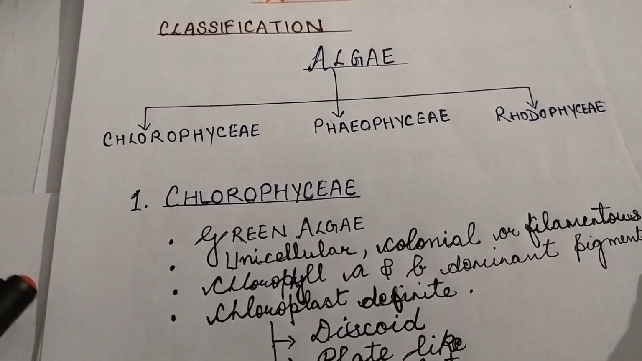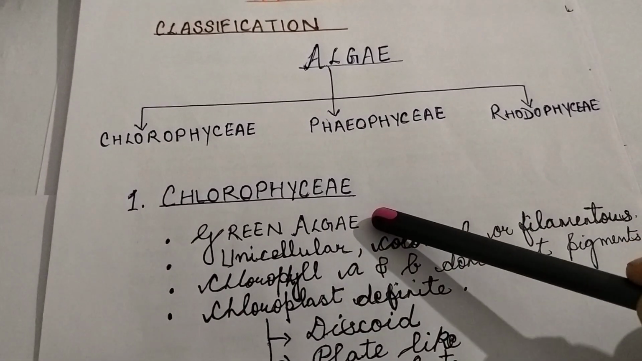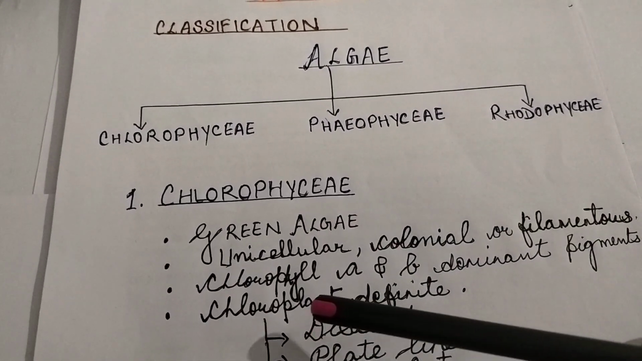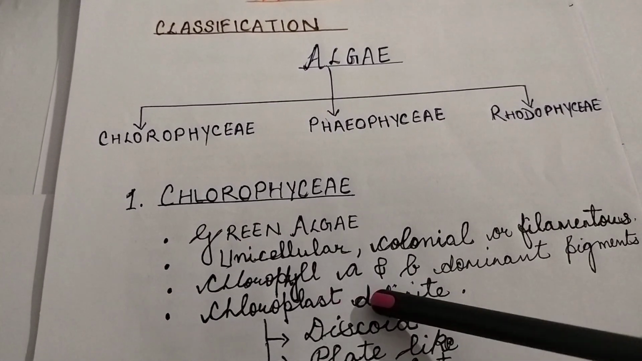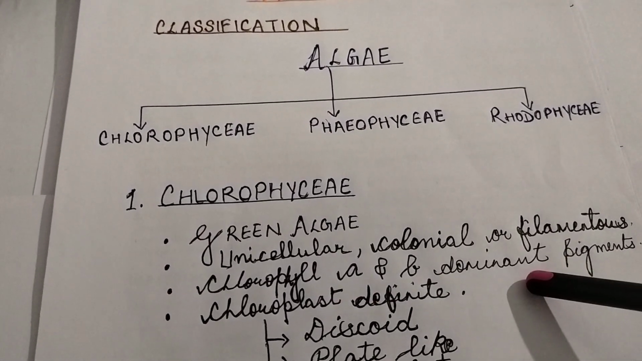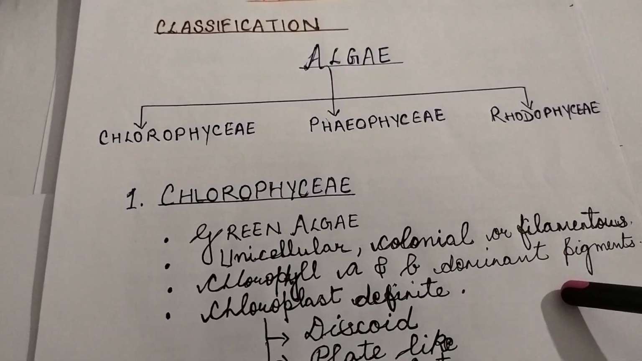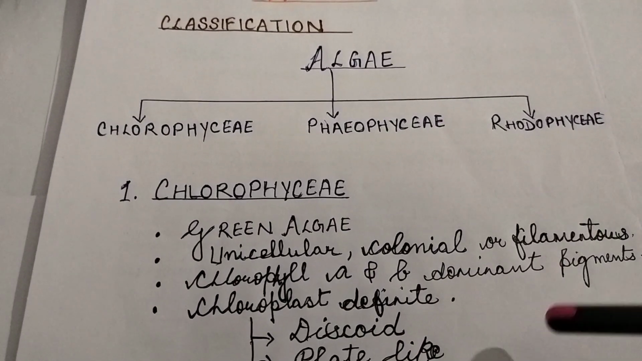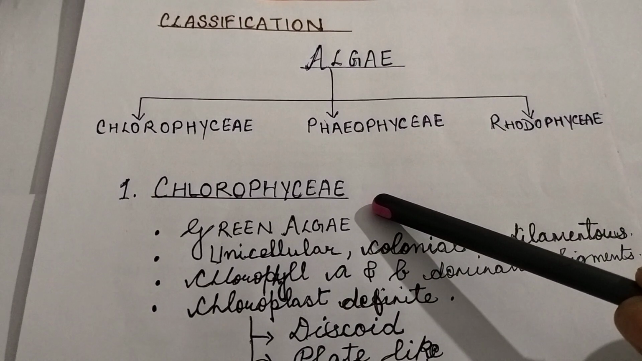Members of class Chlorophyceae are commonly known as green algae. They contain chlorophyll pigment in which chlorophyll A and B are dominant. In green algae, chlorophyll A and B are dominant pigments and therefore their color is green, and so they are commonly called green algae.